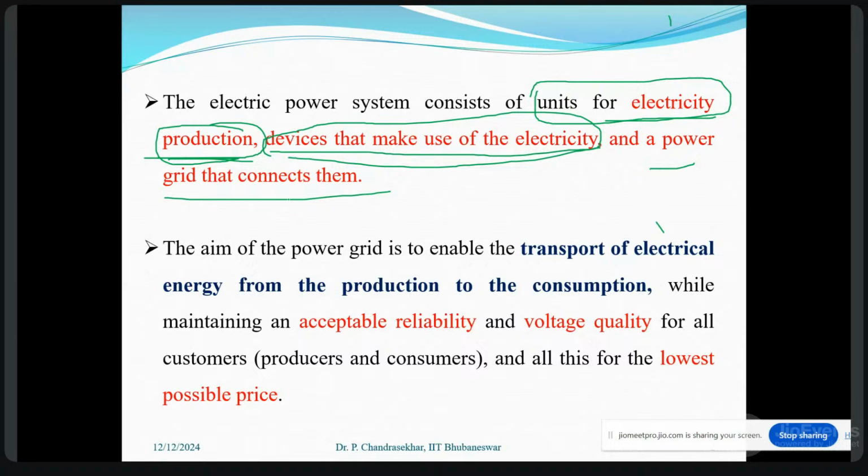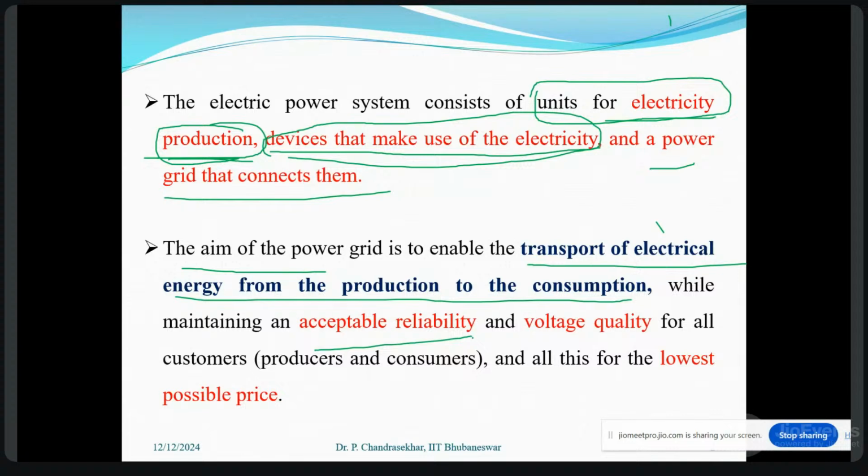So when you have this power system, what is the ultimate objective of this power system? This power grid, to be more specific. The aim of the power grid is to enable the transport of electrical energy from the production to the consumption. So we have to transport the generated electricity from the generation point to the devices, basically to the loads. And it has to achieve this objective while maintaining acceptable reliability.